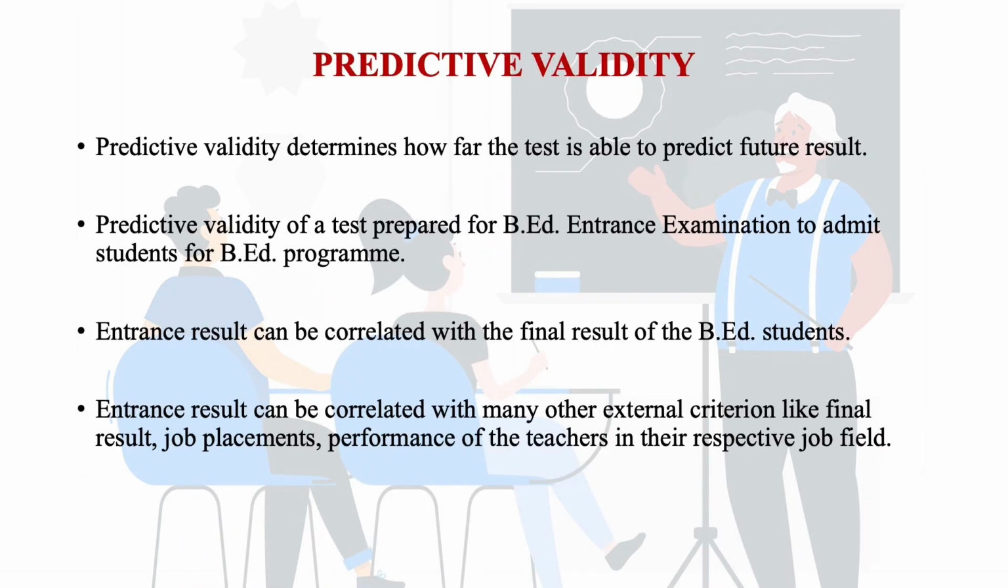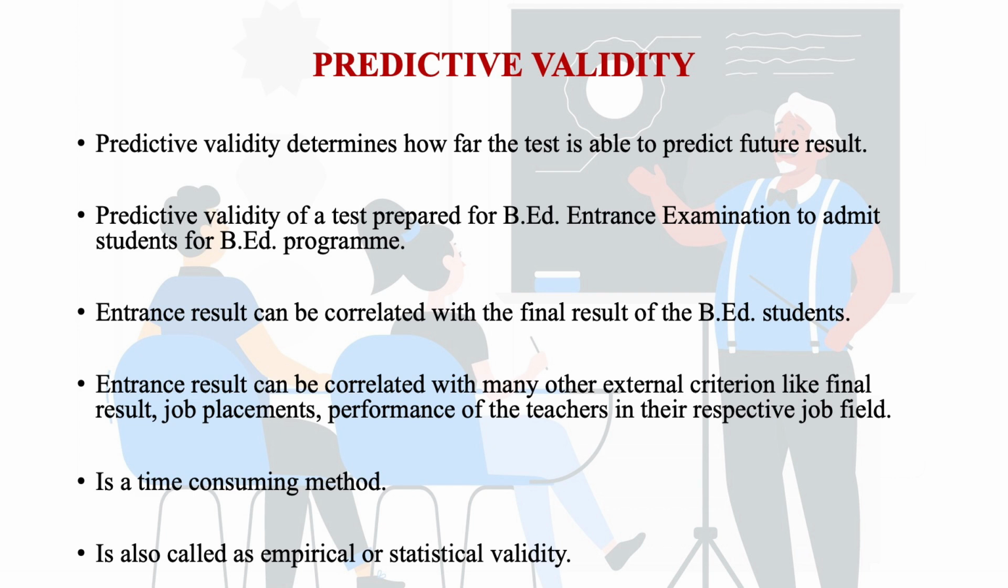But the situations of the prediction may be different. Here you are correlating the entrance examination result, which can be correlated with many other external criteria like final result, job placement, and performance of the teachers in their respective job field. So friends, it is a very time consuming method and is also called the empirical or statistical validity method, because here we are using the correlation method.